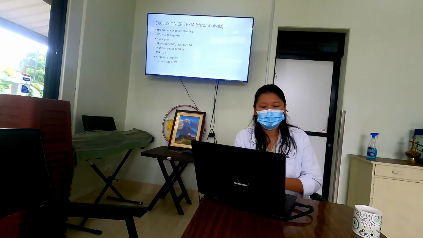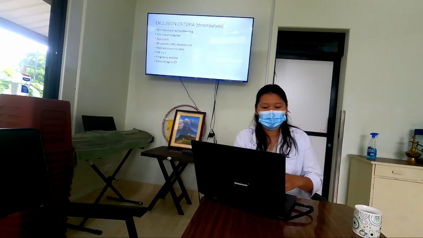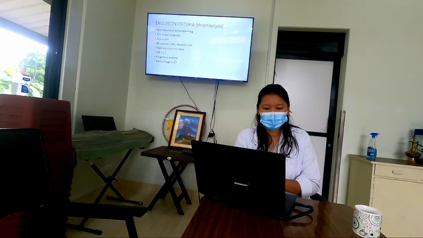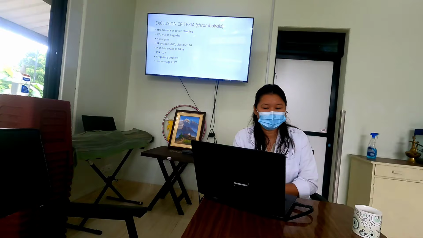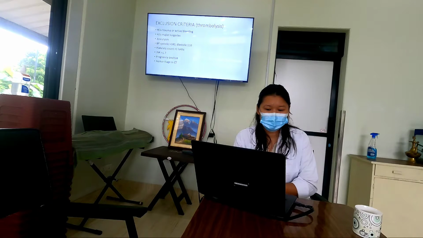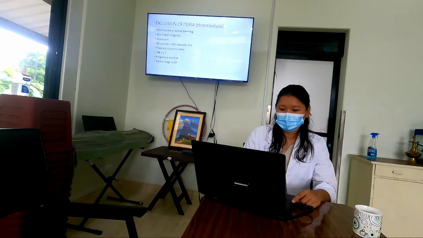There should not be any history of trauma. There should not be recent major surgeries. We should rule out any aneurysm or hemorrhages on the CT scan. We can look at the vitals, and the BP should not be more than 180 systolic and 110 diastolic. The platelet count should be at least 1 lakh, the patient should not be pregnant, and the INR should not be more than 1.7.